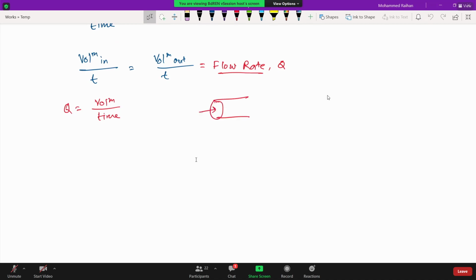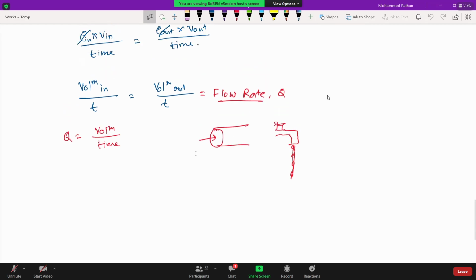Or if you have, let's say, a tap here, and water is coming out, this is basically saying what is the amount of water that is coming out, right? So that's how you calculate the flow rate. So now you know flow rate. Let me extend this term a bit.